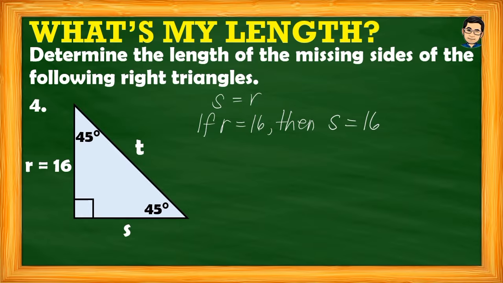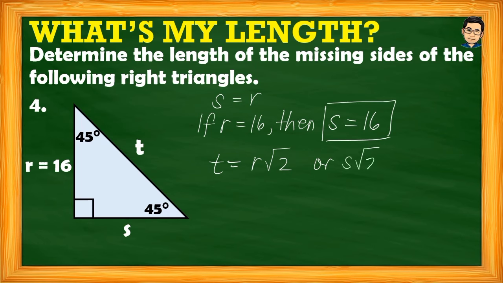Next, T naman, yung hypotenuse natin, i-multiply lang natin yung isang leg sa square root of 2. Halimbawa, gagamitin natin R. So, R square root of 2. Or pwede rin namang S square root of 2. So, T is equal to R square root of 2, that is 16 square root of 2. So, ayan. Yan na po yung sukat ng hypotenuse.